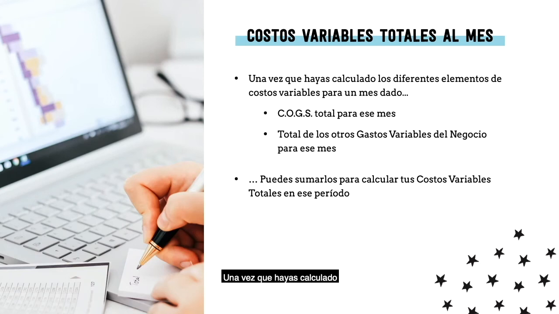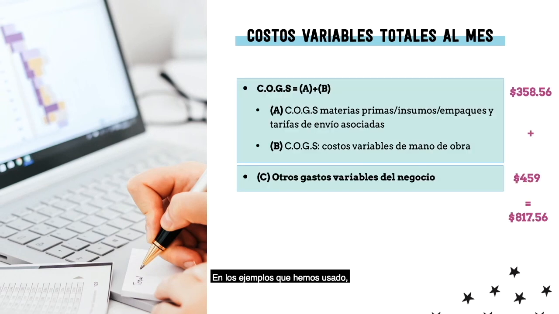Now, once you've calculated your different variable cost elements for a given month, you've got your total cost of goods sold for that month, you've got your total for other variable business expenses for that month, you can add them up to calculate your total variable cost over that period. So in the examples that we've used, we've had a cost of goods sold of $358.56 and other variable business expenses of $459, meaning that the total variable cost for that month in the examples that we've used would be $817.56.